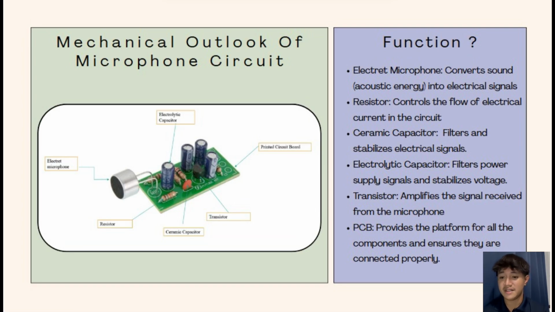Next, the transistor. The transistor acts like an amplifier. It takes the weak signal from the microphone and amplifies it so that it can be processed or recorded more clearly. Without amplification, the signal will be too small to be useful.